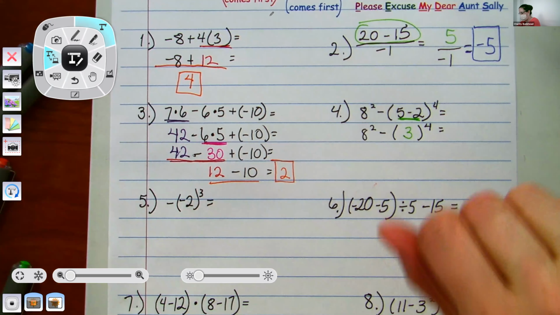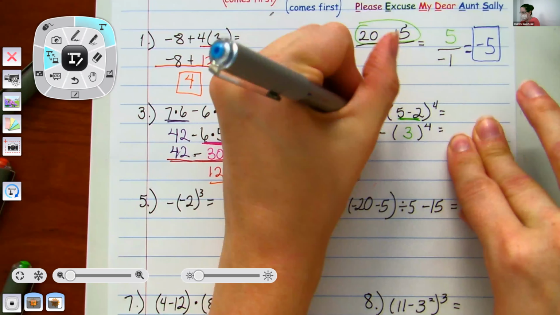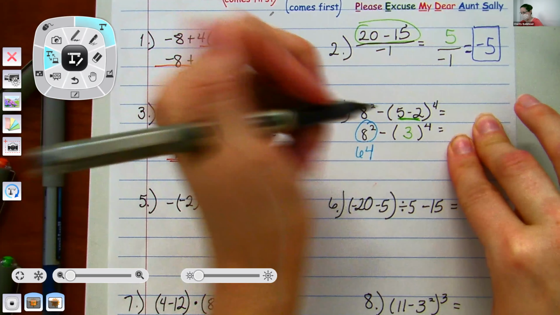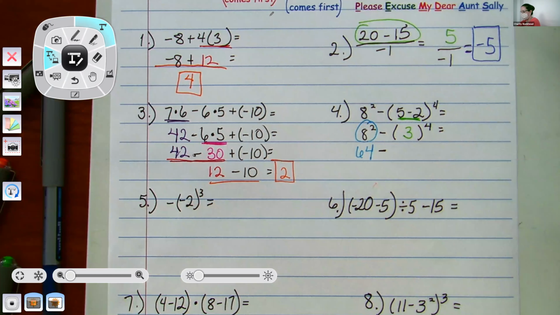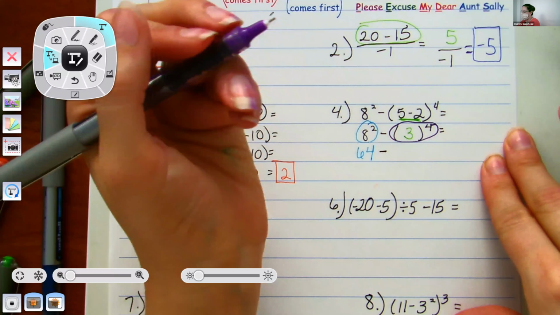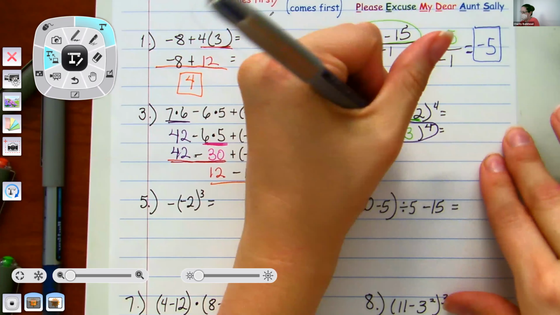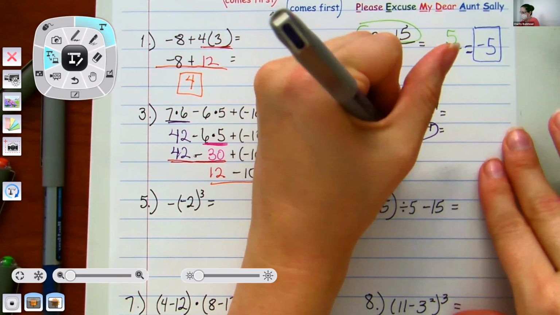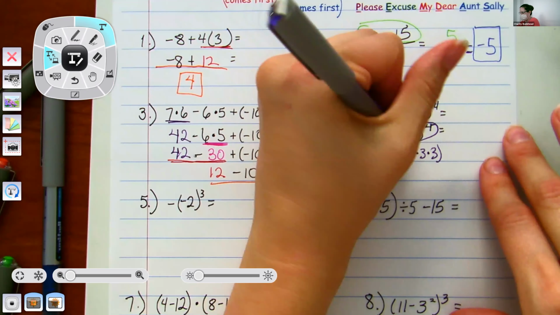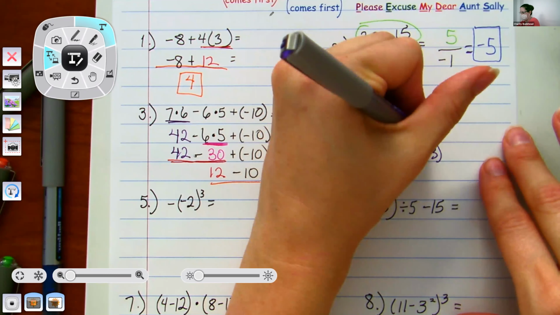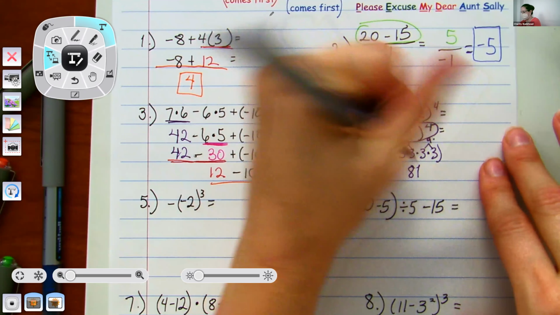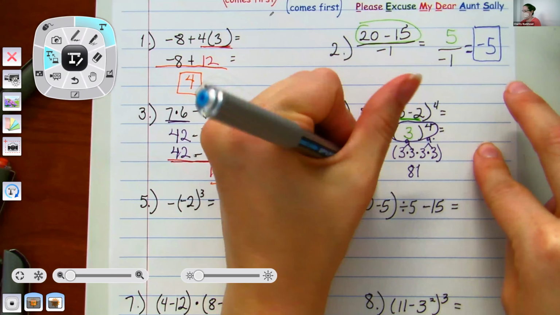So 8 squared is 8 times 8, which is 64, minus, I can go ahead and do that exponent also. So 3 to the 4th power. Let's just go ahead and write down 3 times 3 times 3 times 3. So 3 times 3 is 9, and 3 times 3 is 9, and then 9 times 9 is 81. So that's 81. So I have 64 minus 81.